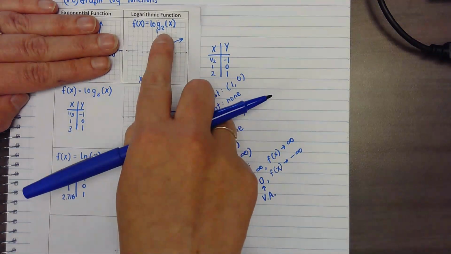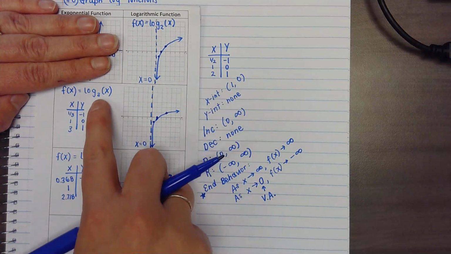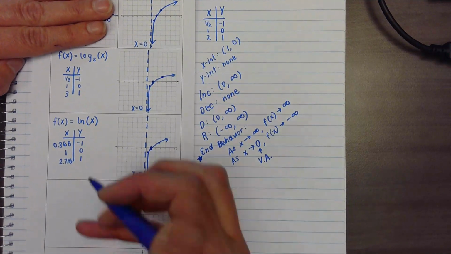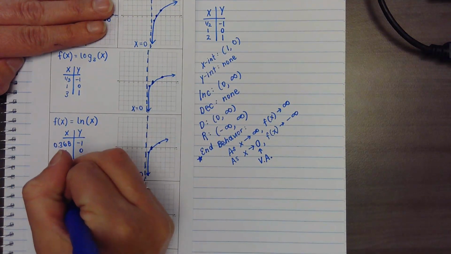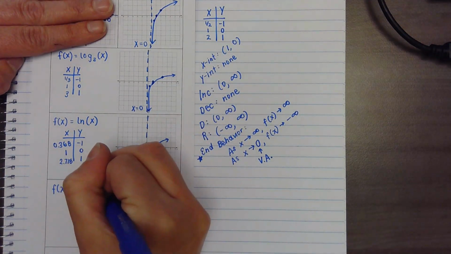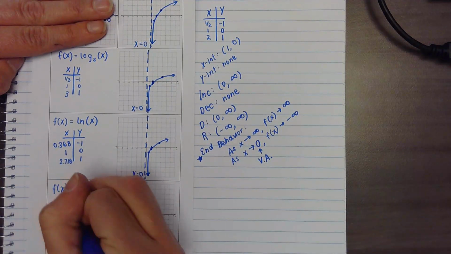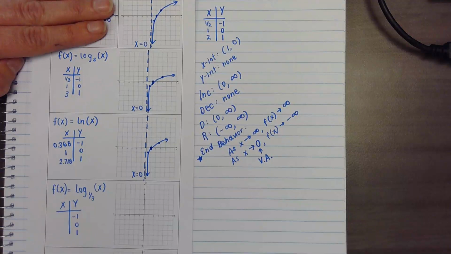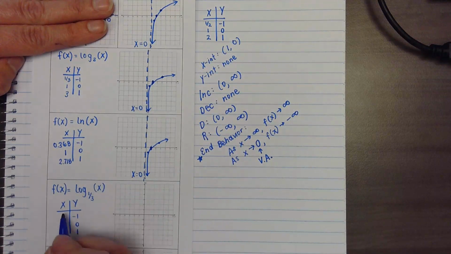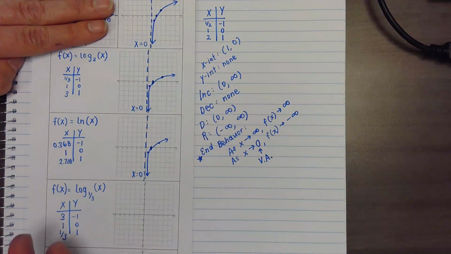What if the base now was not a number greater than 1? What if it was less than 1? Let's look at this last example. I want you to graph f of x equals log base 1/3 of x. -1, 0, and 1 are my y values. I'm thinking the exponential, so 1/3 raised to the -1, 3. 1/3 raised to the power of 0, 1. 1/3 raised to the power of 1, 1/3. So I can think that exponential because I wrote the inverse table.